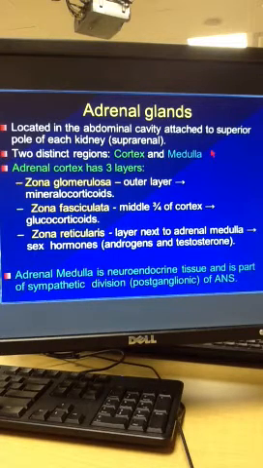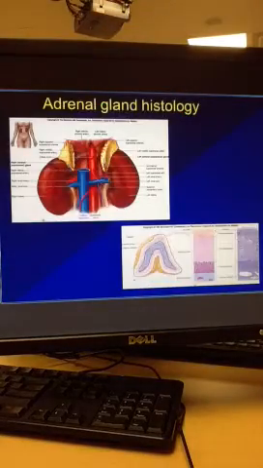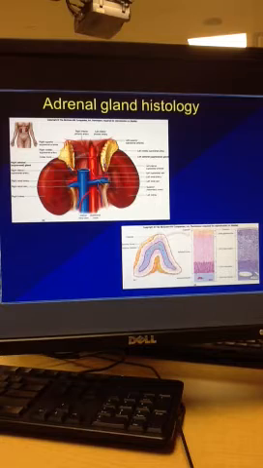Okay, the adrenal glands. Adrenal glands are located above the kidneys. You can see them right here. Some people refer to them as suprarenal glands. There are a pair of them. We talked about them in the sympathetic nervous system. We talked about the central portion of the adrenal gland called the adrenal medulla.